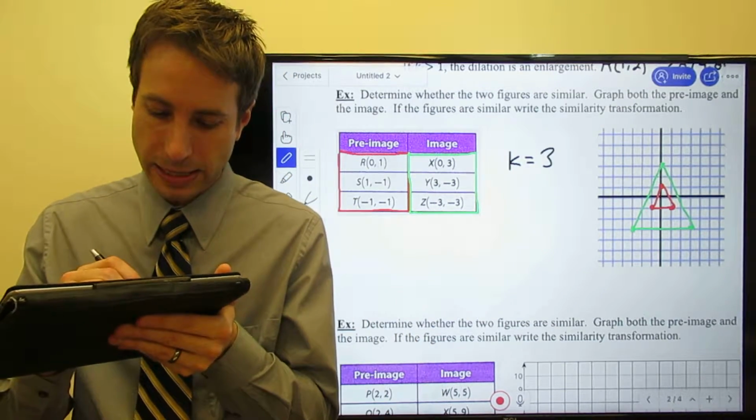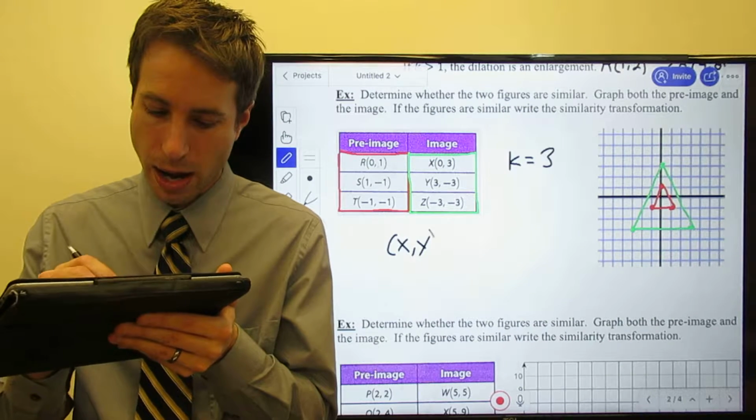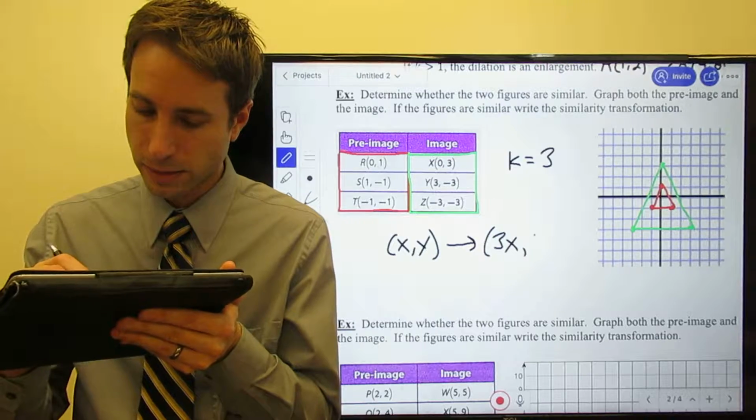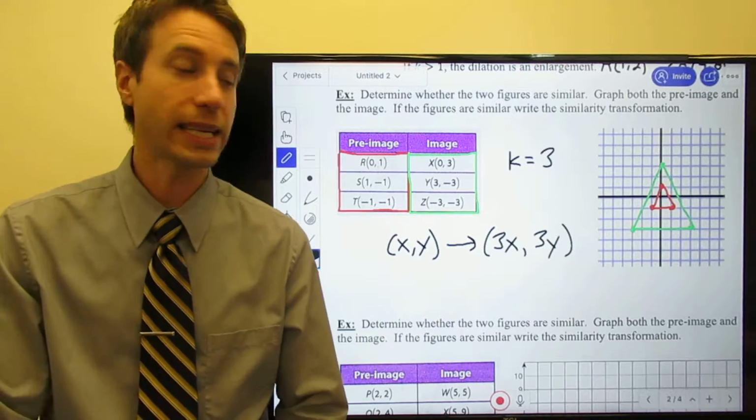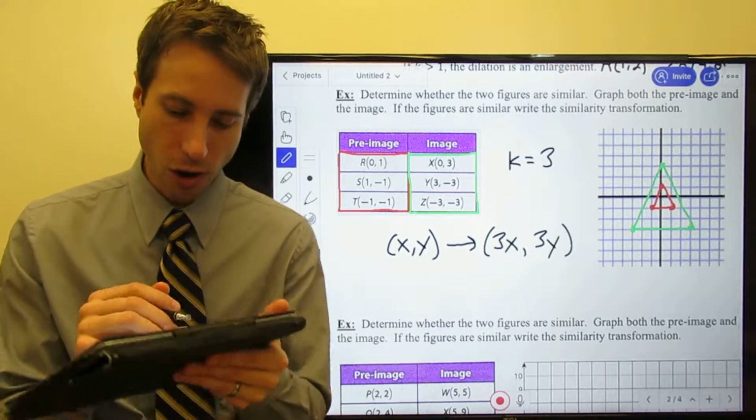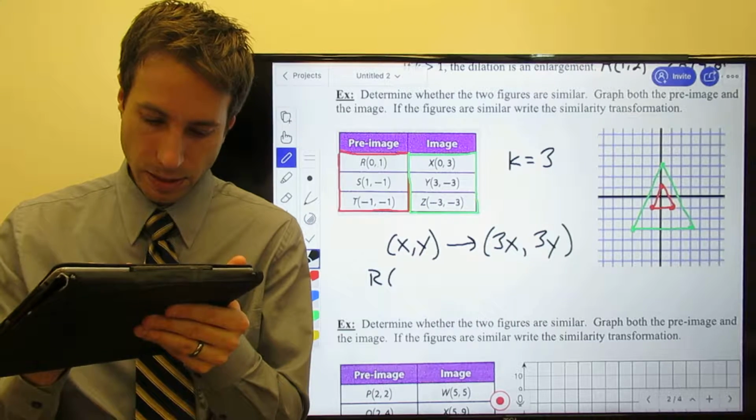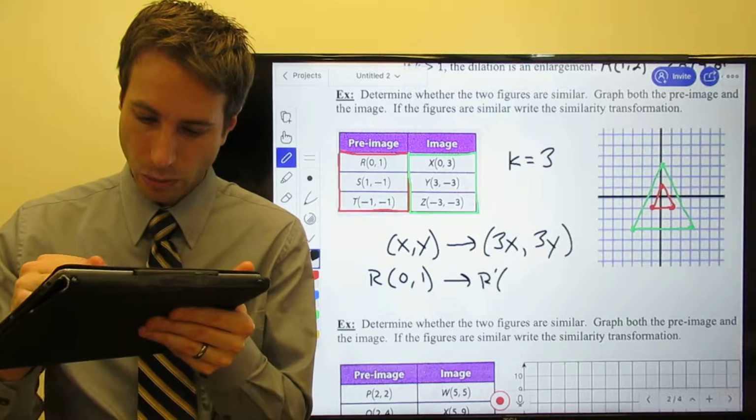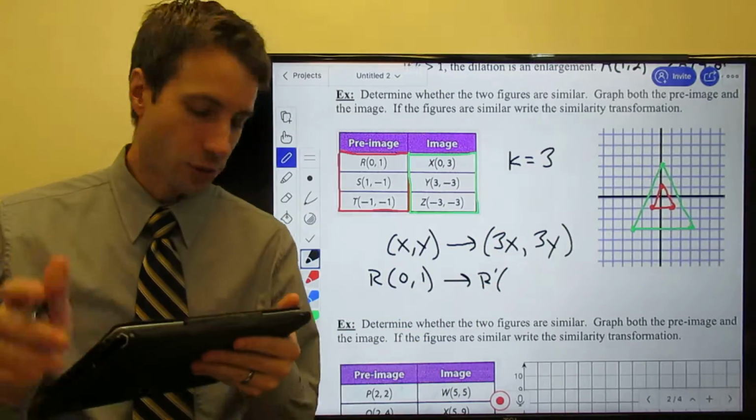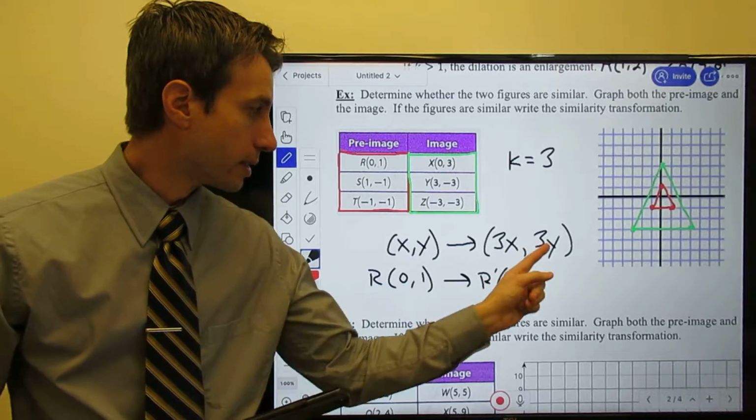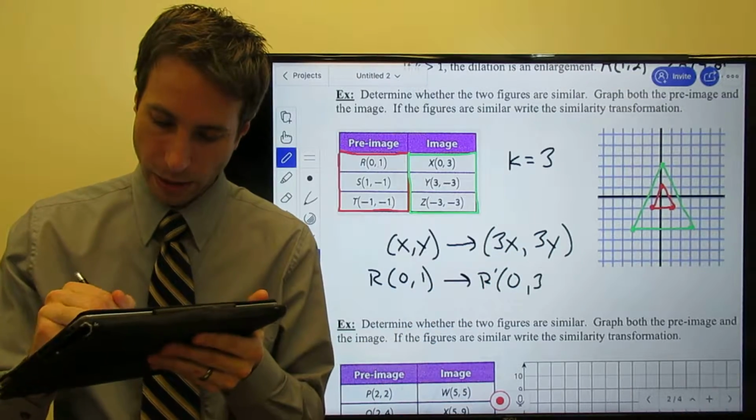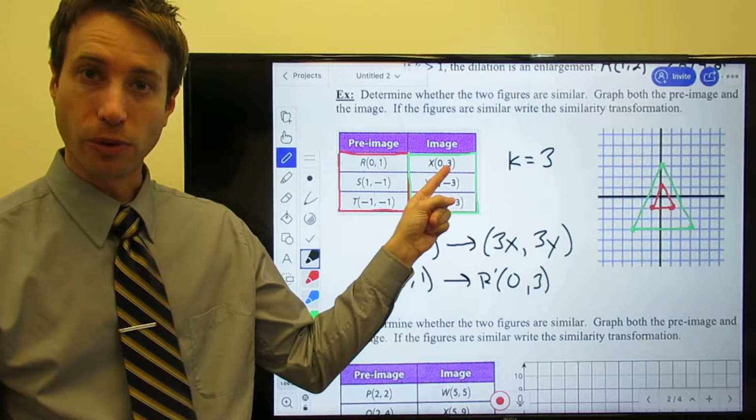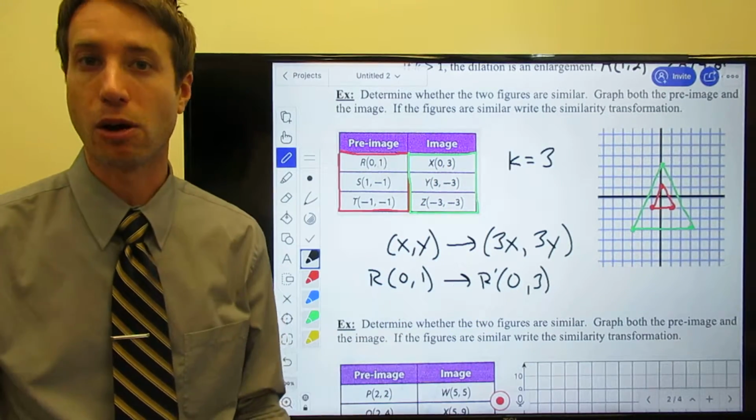And so all I'm doing is taking x, y, and my transformation is going to be 3 times x and 3 times y. That's all I did, right? Try it. Here's R, 0, 1. R prime would be 0 times 3, which is 0, and 1 times 3, which is 3. Is that the point I got? 0, 3? It sure is.